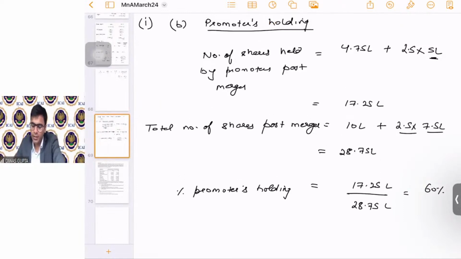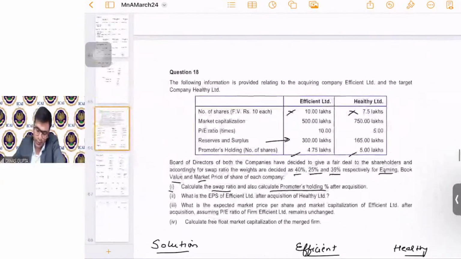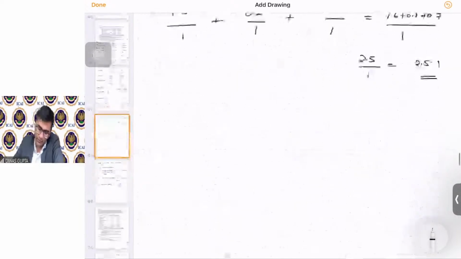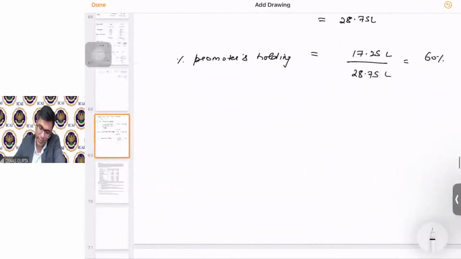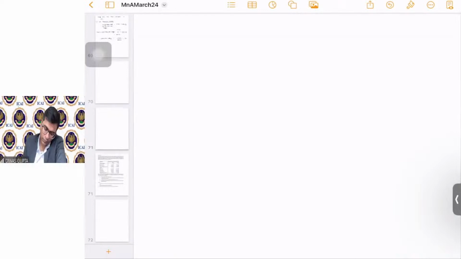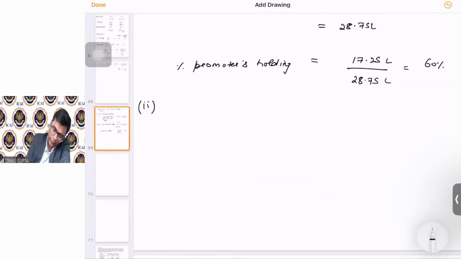Okay, students, now this is done. Let's come to the second part. What is the EPS of Efficient Limited after acquisition of Healthy Limited? They are saying, let's say the acquisition has happened at whatever ratio you have decided. After that, what is the EPS, students? We can calculate that very easily. So the second part, EPS after acquisition.